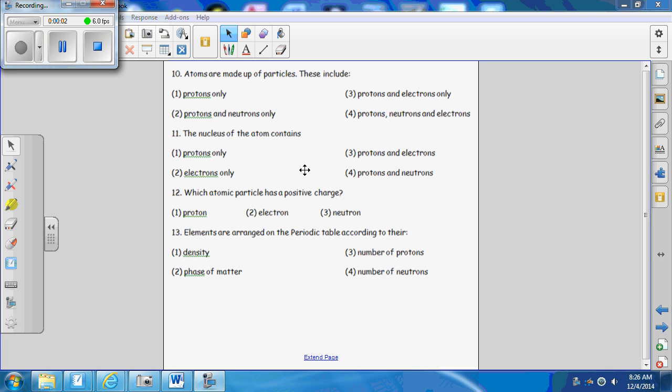Chemistry test, questions 10 through 30. Yeah, let's finish this up. Atoms are made up of the particles. On your test, this was cut off. So what are the 3 parts of an atom? 3 parts of an atom. Yes. Sir, in the back.